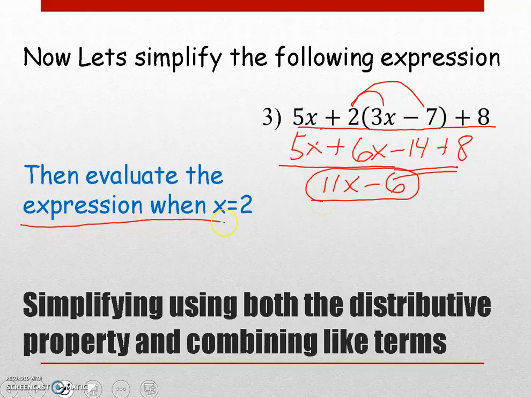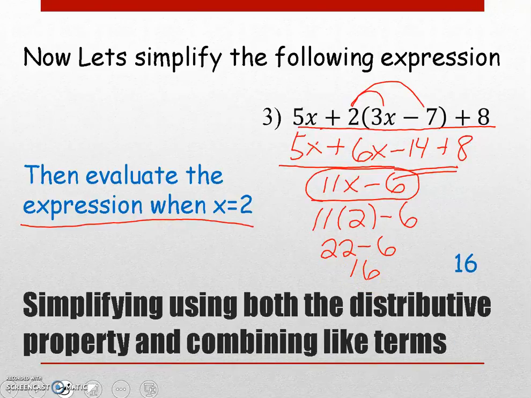But then I want to evaluate this expression when x is equal to 2. So that just means I'm going to put a 2 in for x and figure out what this is equal to using the order of operations. So I'm going to start with my multiplying. 11 times 2 is 22. And then 22 minus 6 gives me my final answer, which is 16.